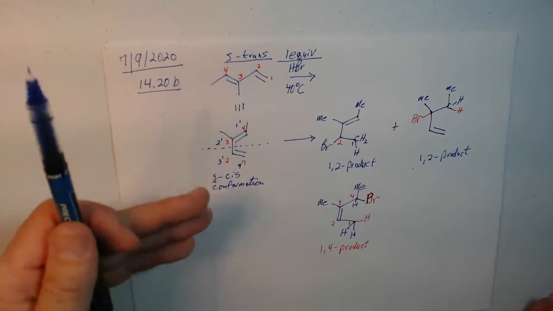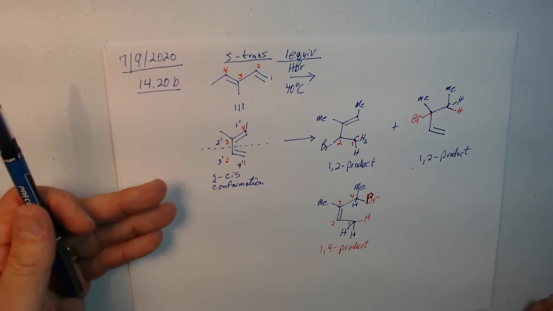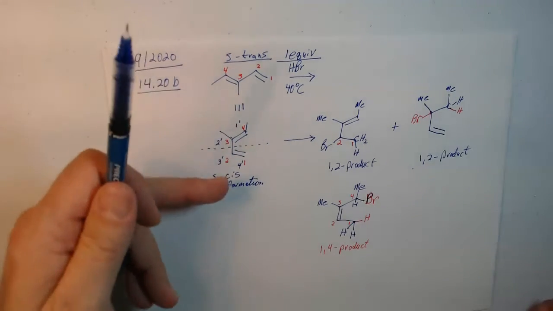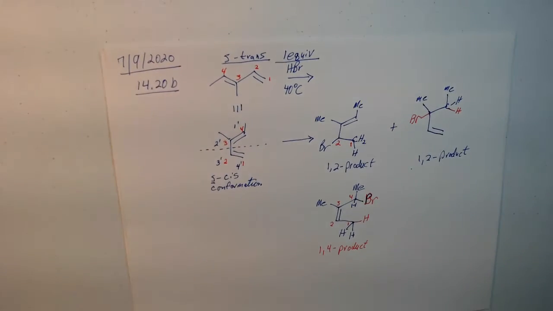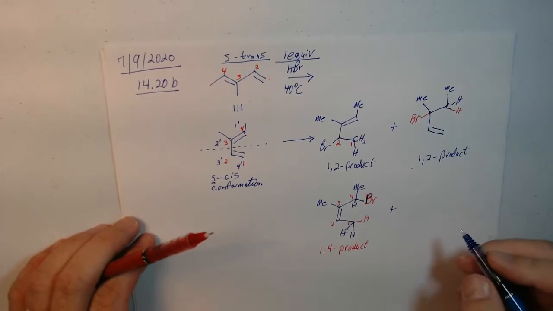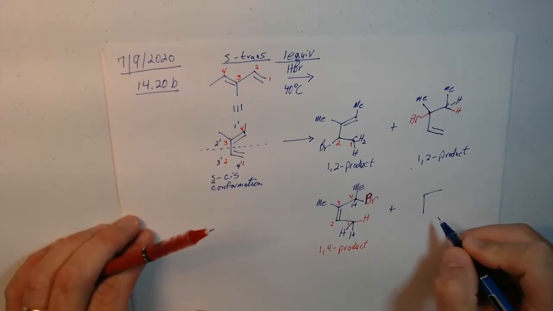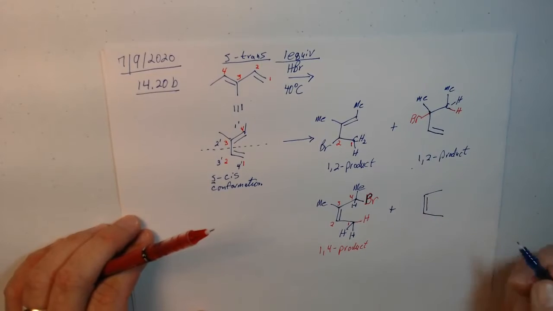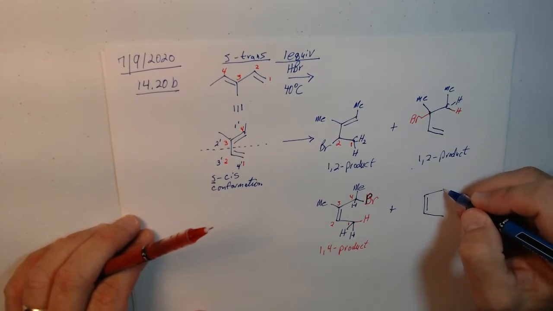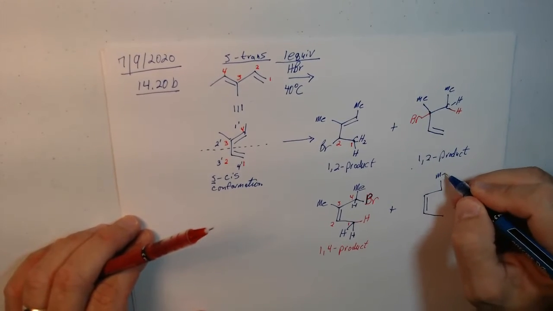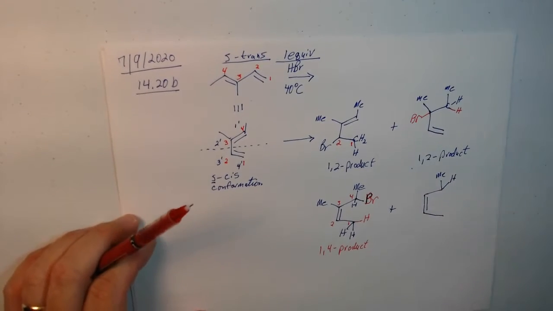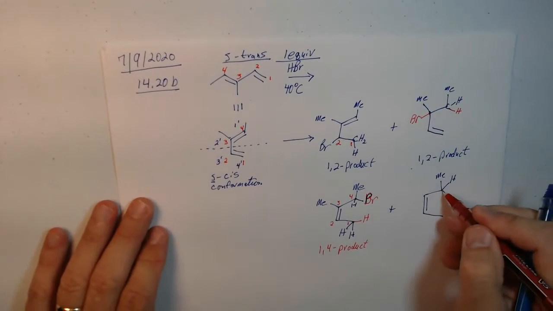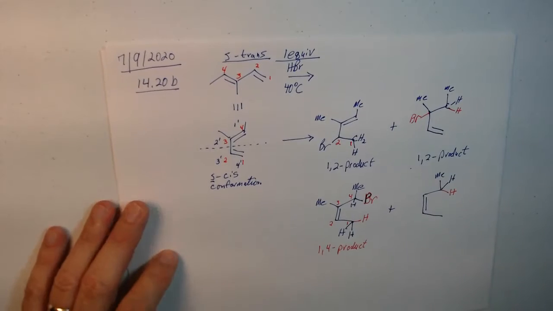But since the two ends are different, we can add the other way around, 1' and 4'. Again, I'll keep this carbon skeleton the same. The double bond will remain there. There was a methyl group and a hydrogen attached to this carbon. And then we'll put the hydrogen on this end.